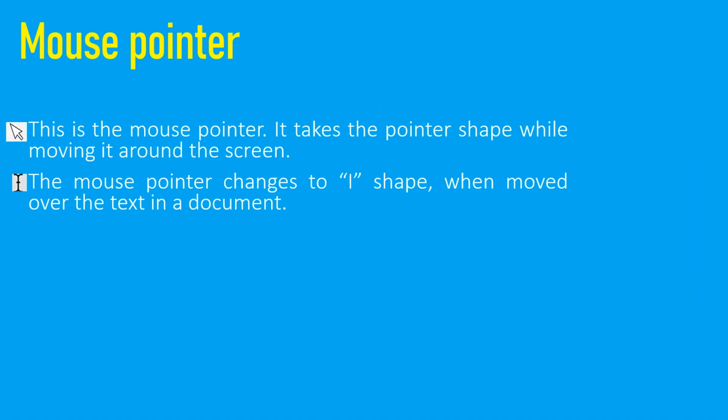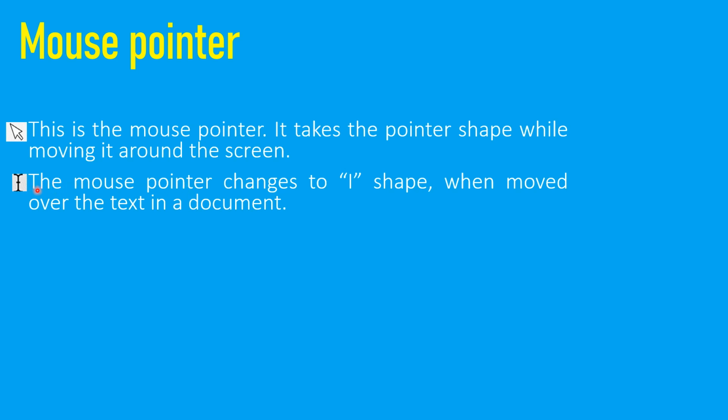Next is the mouse pointer. This is the mouse pointer. It takes the pointer shape while moving it around the screen. Basically, this icon is used to select a particular option or to click on a particular option.